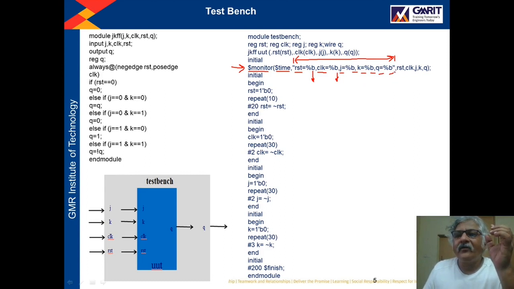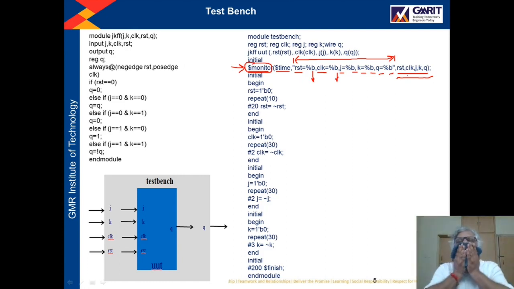After this double quote, then comma, and next you have written the names of the ports of the test bench: RST, CLK, J, K, Q. So whenever there is any change in the value of these variables, then this monitor directive will print the waveform.